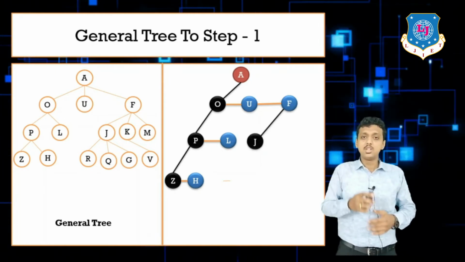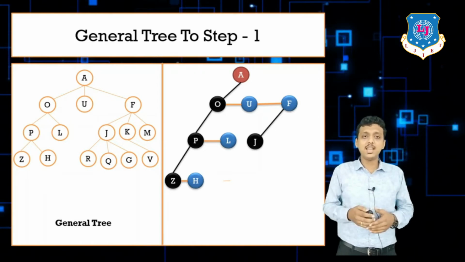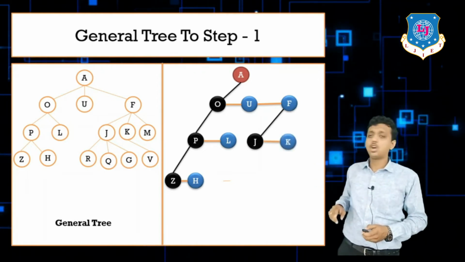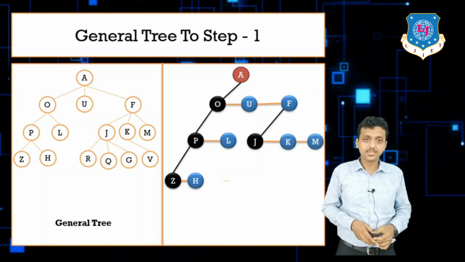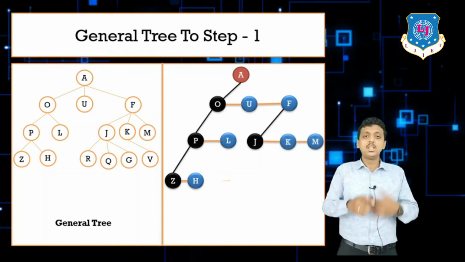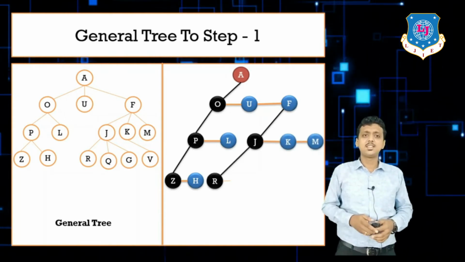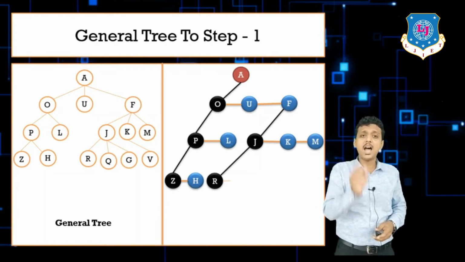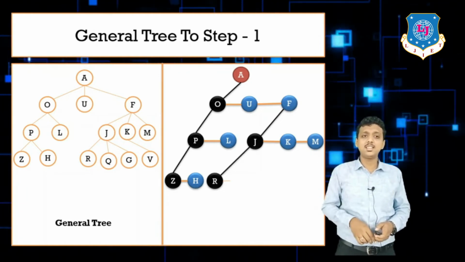Now, how many siblings are there? In total, 2 siblings are there, K and M. So put K and M on the right side of J in a horizontal way. Now next, the left child of J is R. So just keep R's sibling again on the right side. Is there any sibling?